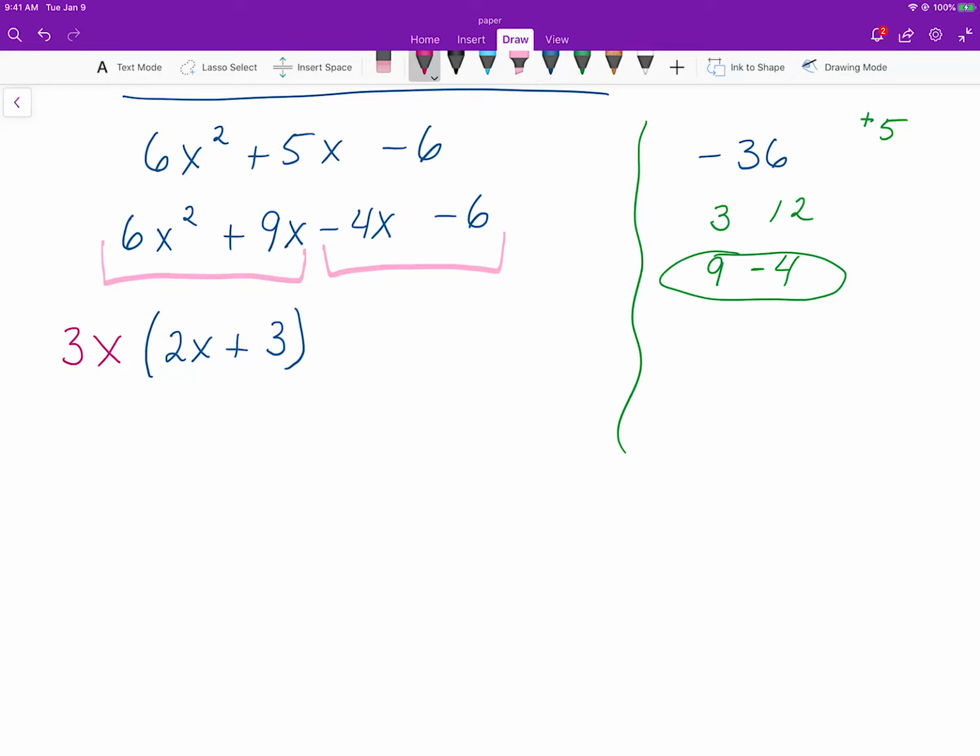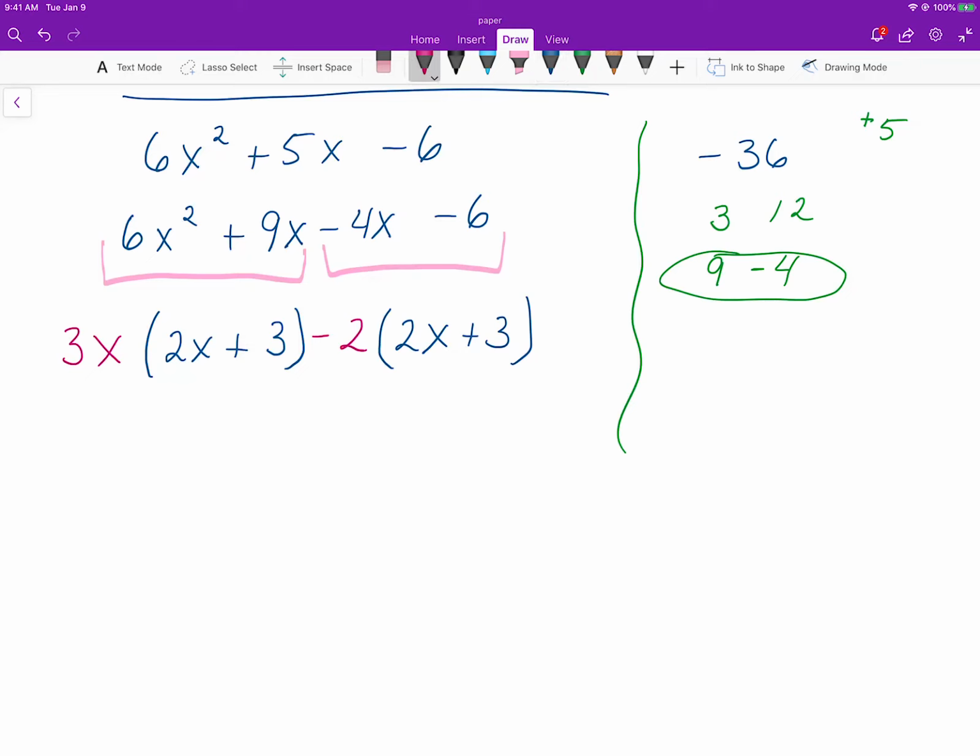So for the second group, I can pull out a negative 2. And the reason I'm saying I want to pull out a negative 2 is because I want to end up with a positive 2x here. And negative 4x divided by negative 2 will give me a positive 2x. And then a negative 6 divided by a negative 2 will give me a positive 3.